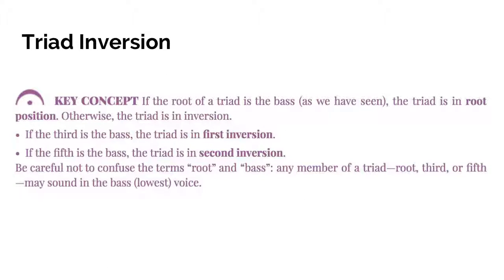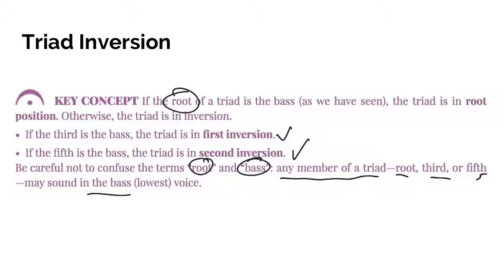So when the root of the triad is in the bass, as we have seen, the triad is in root position. The root, not the bass, that's important, the root of the chord is in the bass, we call this root position. If the third is in the bass, it's called first inversion. If the fifth is in the bass, the triad is in second inversion. And like I just emphasized, the terms root and bass cannot be confused. Any member of the triad, root, third, and fifth, can be in the bass. The root of the chord is like scale degree 1 of the chord, if you think of it that way. It's the tonic of the chord, but we call it the root.